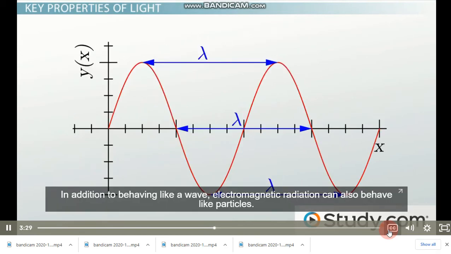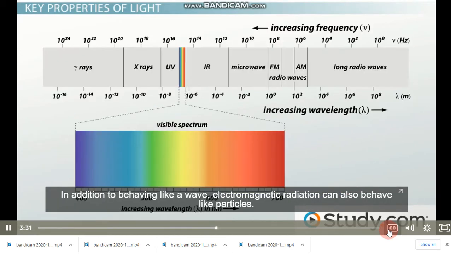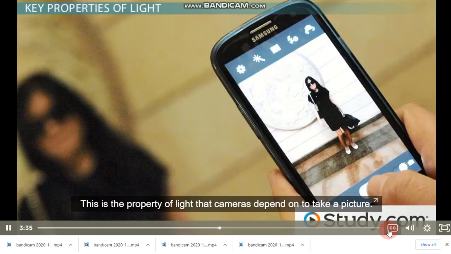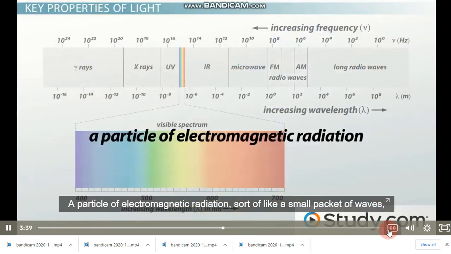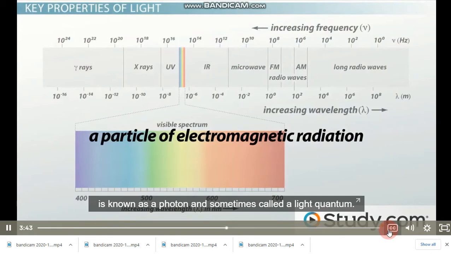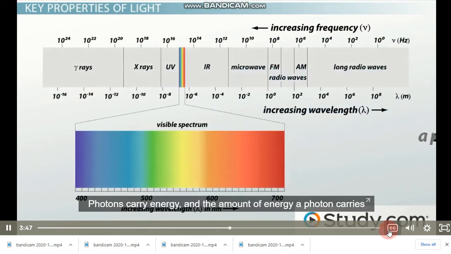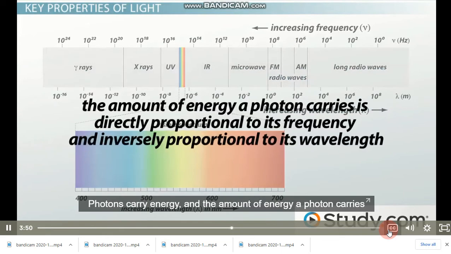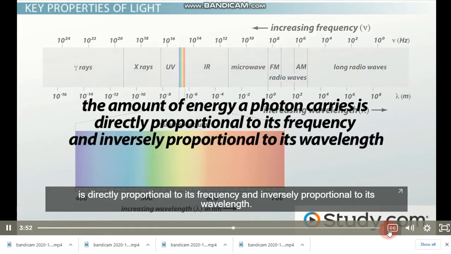In addition to behaving like a wave, electromagnetic radiation can also behave like particles. This is the property of light that cameras depend on to take a picture. A particle of electromagnetic radiation, sort of like a small packet of waves, is known as a photon and sometimes called a light quantum. Photons carry energy, and the amount of energy a photon carries is directly proportional to its frequency and inversely proportional to its wavelength.